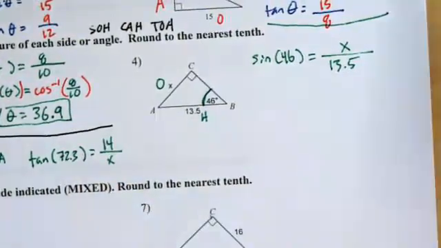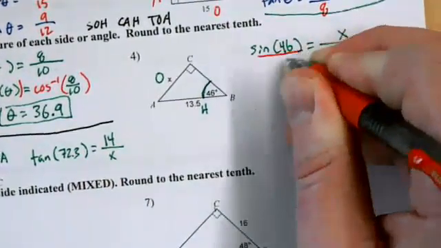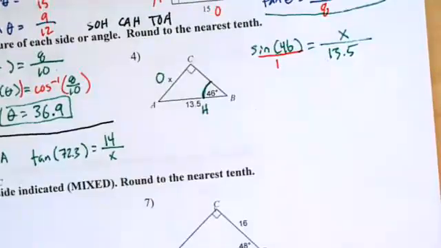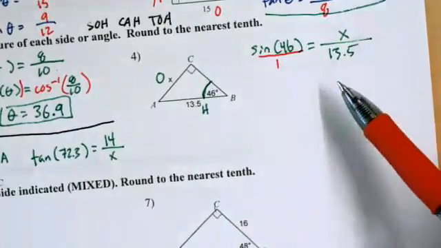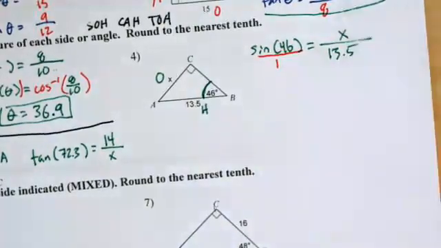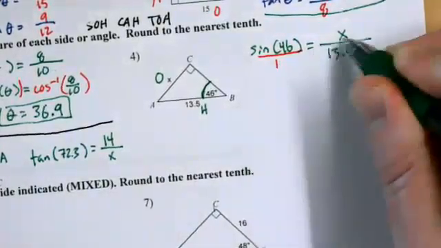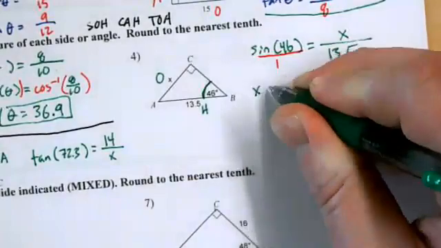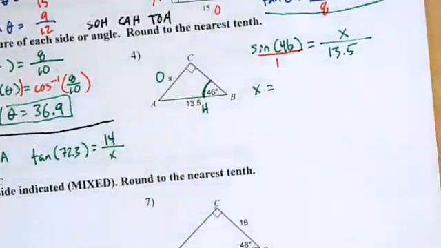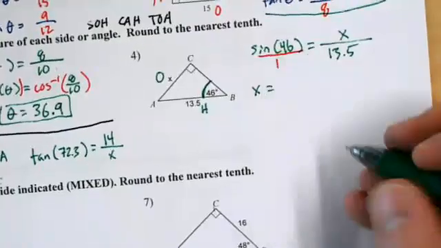So to start off here, I'm going to turn this sine 46 into a fraction. I'm just going to put a 1 underneath the whole thing. So now it's a proportion, and we can solve proportions. We did a whole bunch of them back in chapter 3. We just cross multiply. I got 1 times x right here. 1 times x is x. And here I've got 13.5 times sine 46.